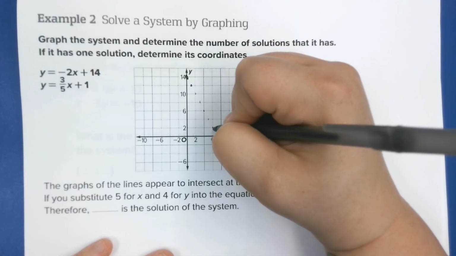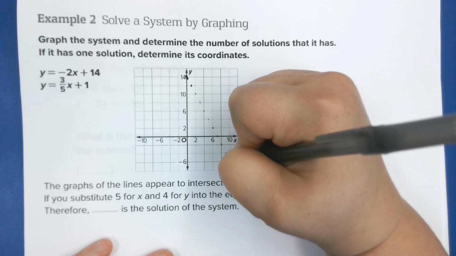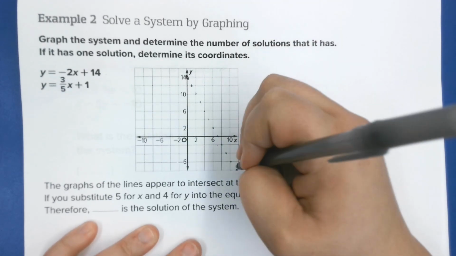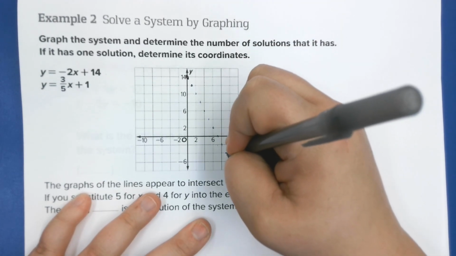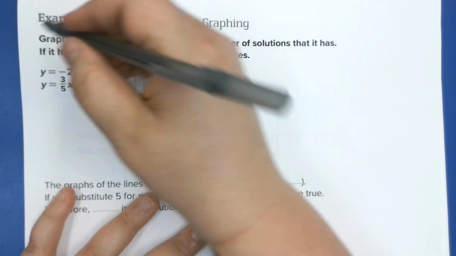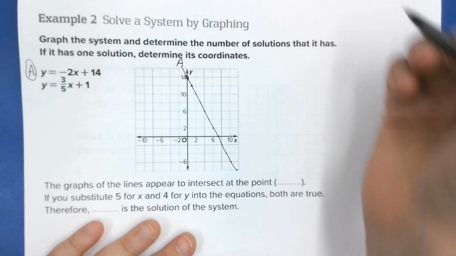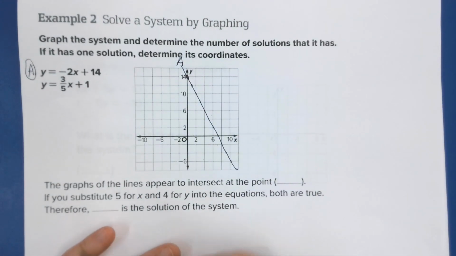You know I'm not very good at drawing straight lines. So here we go, I'm going to draw my line. This is for the first equation. I'm going to label this equation A so I know which one is which.